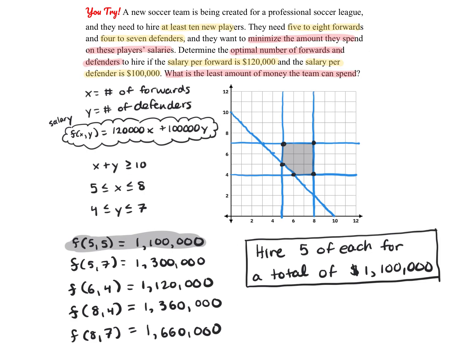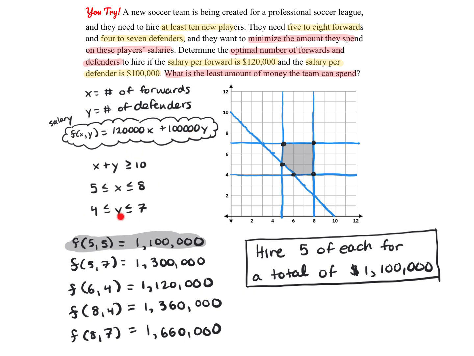All right, go ahead and check your work here. So I defined X as the number of forwards and Y as the number of defenders. And they want us to minimize the salary that they're paying total. So this function models the salary. So 120,000 times the number of forwards plus 100,000 times the number of defenders.